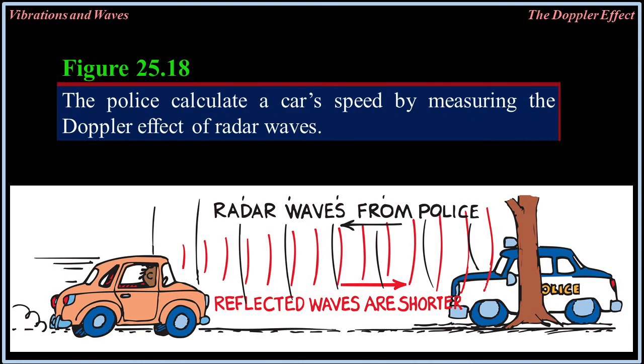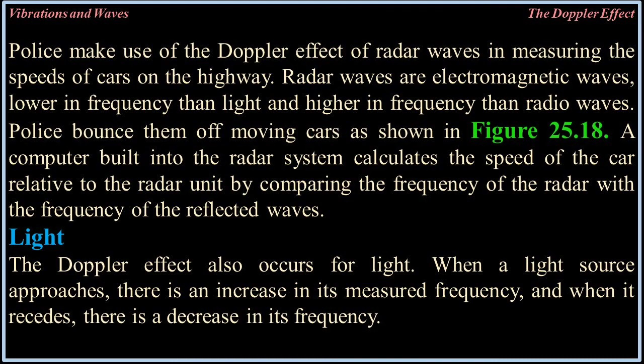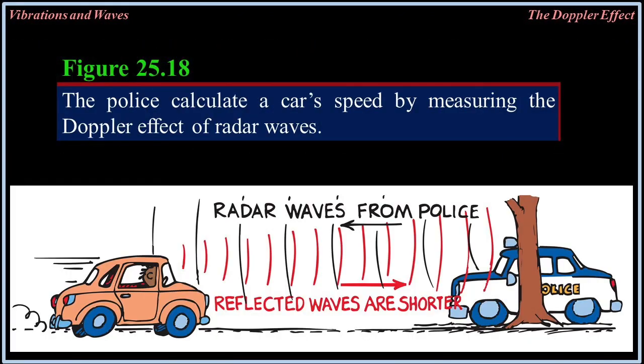A computer built into the radar system calculates the speed of the car relative to the radar unit by comparing the frequency of the radar with the frequency of the reflected waves. Light: The Doppler effect also occurs for light. When a light source approaches, there is an increase in the measured frequency, and when it recedes, there is a decrease in its frequency. Figure 25.18: The police calculate a car's speed by measuring the Doppler effect of radar waves.